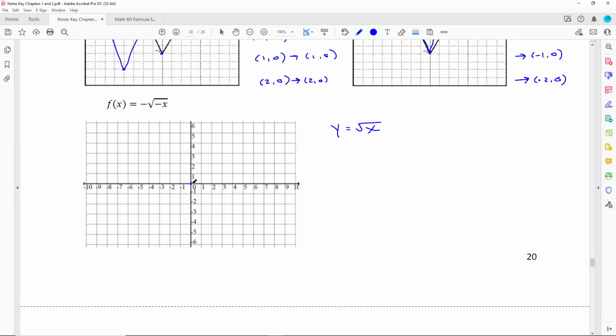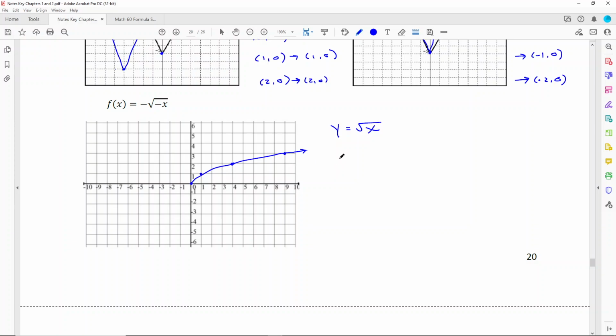When x is 0, y is 0. When x is 1, y is 1. Then I'm going to choose perfect squares. So when x is 4, y is 2. When x is 9, y is 3. Okay, so there is now my base graph. And I really like transforming base graphs, but the textbook likes you to transform base graphs that aren't given to you. They're equations you're supposed to know.